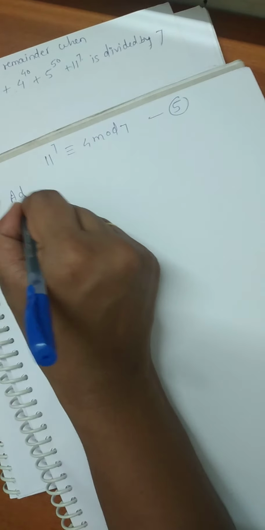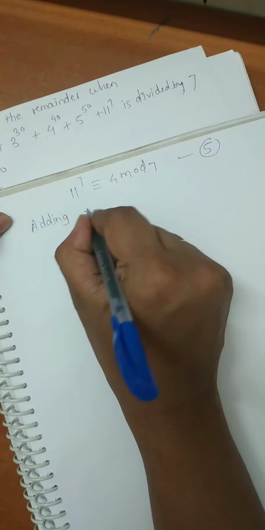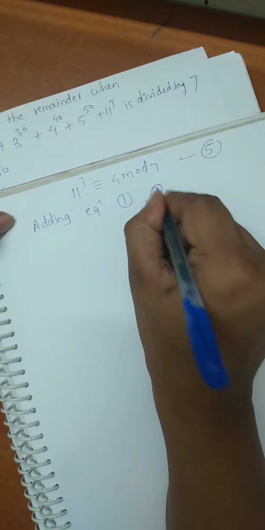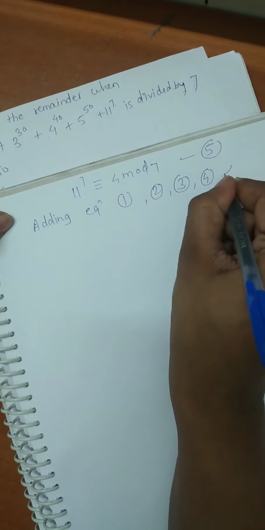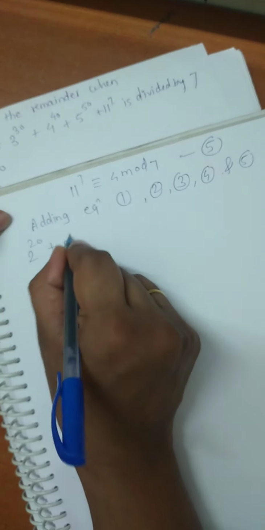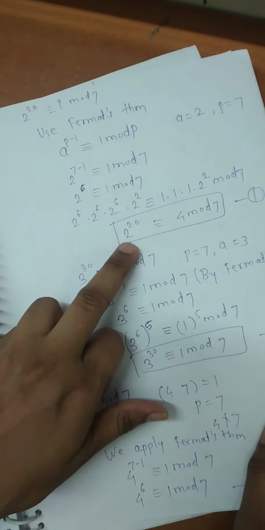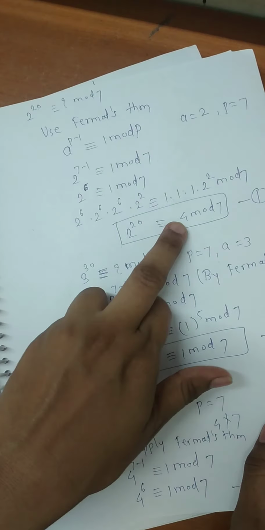So adding equations 1, 2, 3, 4 and 5, you will get 2 to the power 20 plus 3 to the power 30 plus 4 to the power 40 plus 5 to the power 50 plus 11 to the power 7, which is congruent to what remainder? 2 to the power 20. So observe equation 1. 2 to the power 20 is congruent to 4.